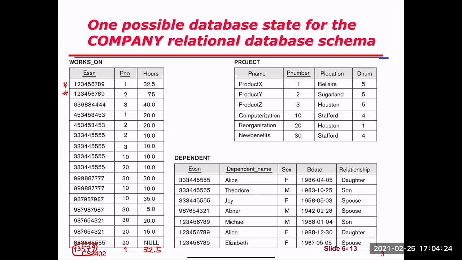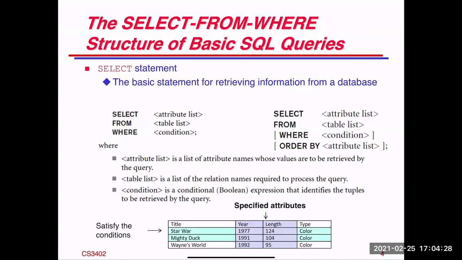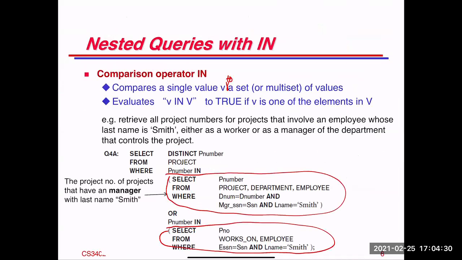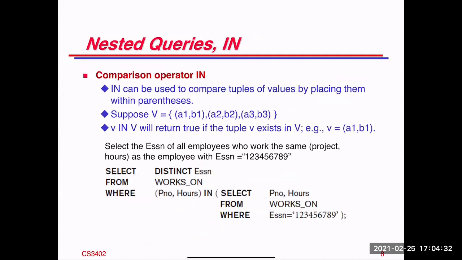Because if you look at what this select does, if you only have a where condition here, no nested query, it doesn't really do anything at all, right? Because you're selecting the ESSN, but you already fixed the ESSN to be this number here. So you're just going to return this number.